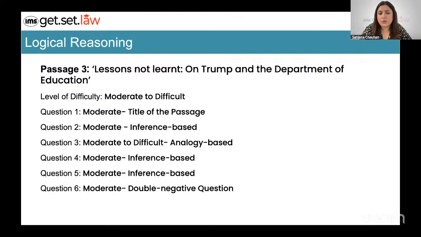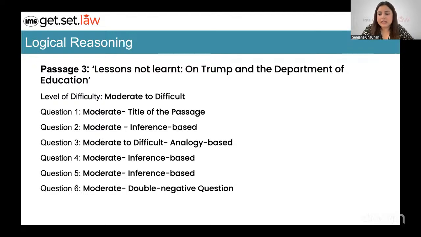And then the remaining two questions were of a moderate level only, inference based. And the last question is important because very often, we keep talking about double negative question types also, right? So again, there was an example and several options were mentioned. There is a possibility a lot of you might not have been able to solve question six correctly also. So maybe if throughout logical reasoning you had to skip questions, you could have skipped two questions from this passage, right?